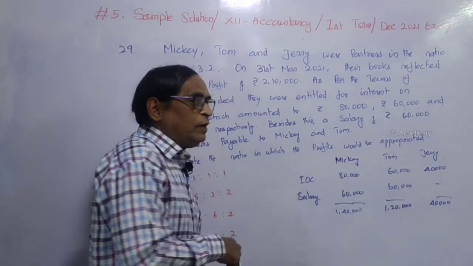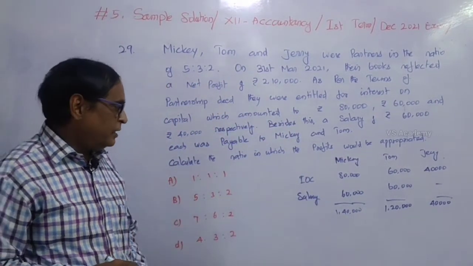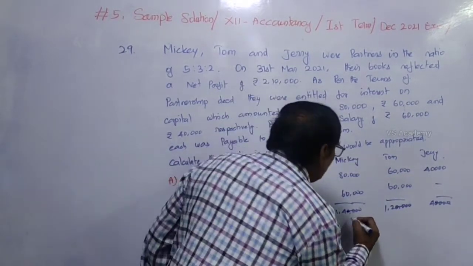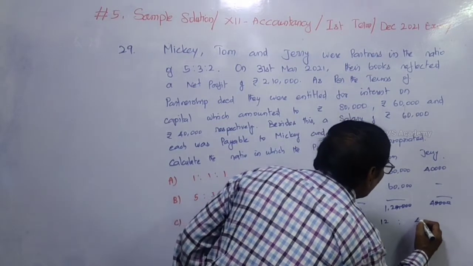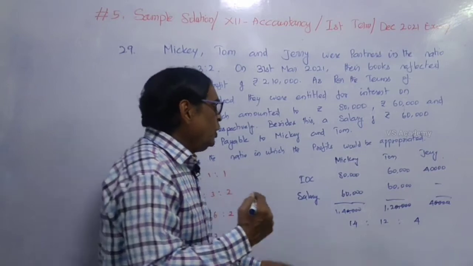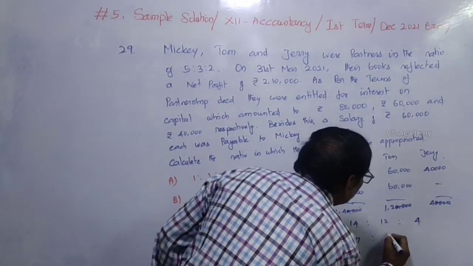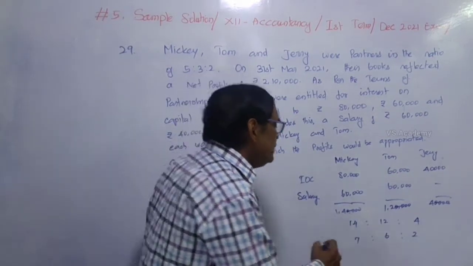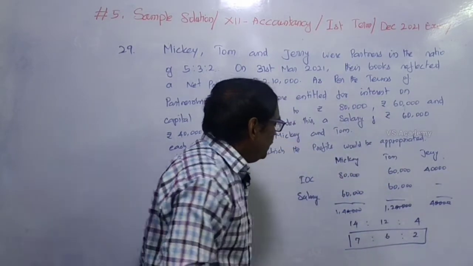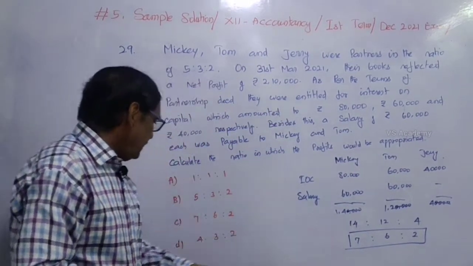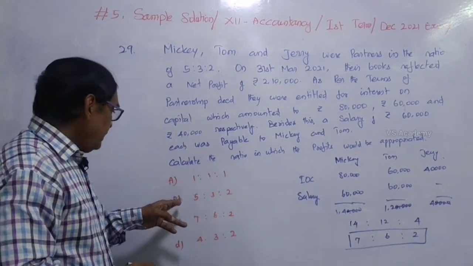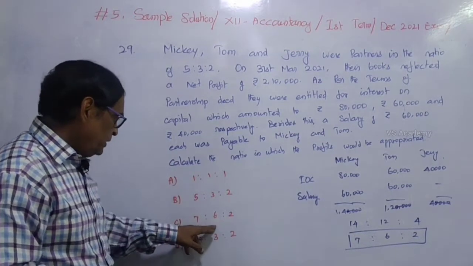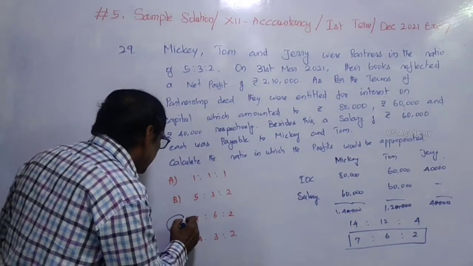Understand? So what will be the ratio? In that ratio the profit will be shared. So here you can delete 40, 40 and 40. So 14:12:4. Further we can divide by 2. If we divide by 2, 7:6:2. So this is the new ratio in which the profit will be shared. Is it given in the question? Well, it is given: A 1:1, B 5:3:2, C 7:6:2. That is the correct answer. So C is the correct answer. Understand?